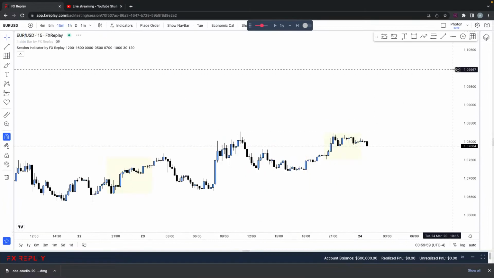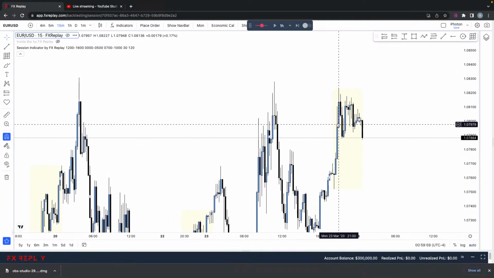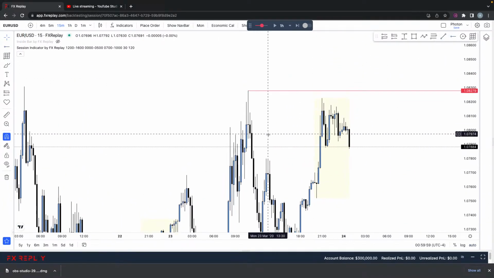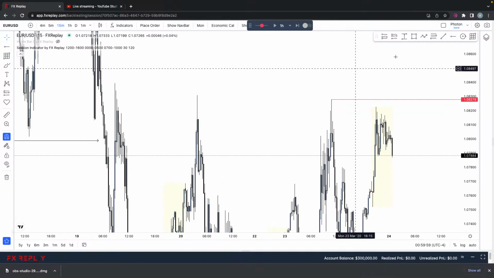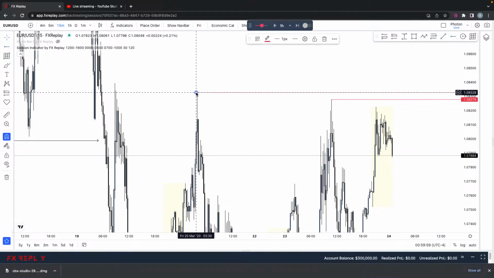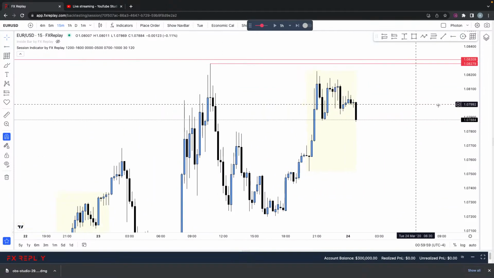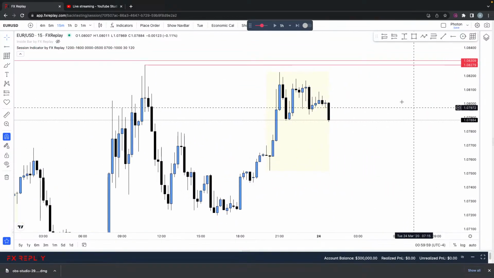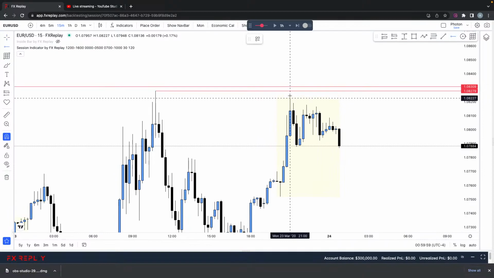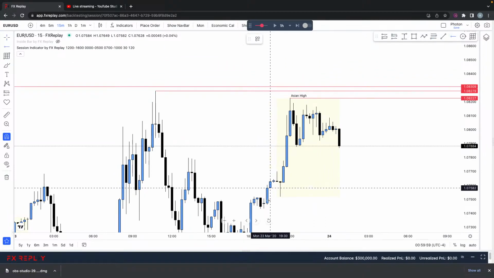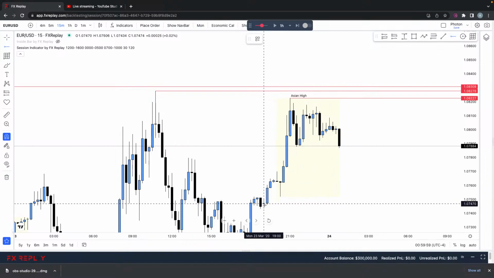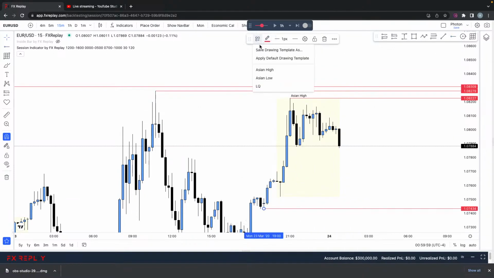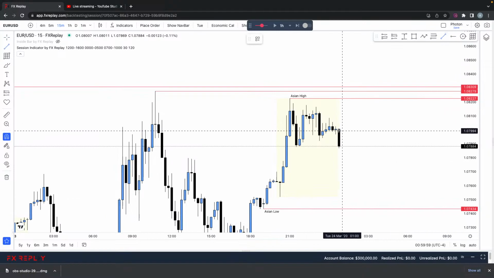15-minute. Okay, clear liquidity right there, symbol. Liquidity there as well. Boom. That's what we're looking to get taken out. So Asian high, boom. Asian low, 19.7. So the Asian low, and then opening price, midnight opening price.